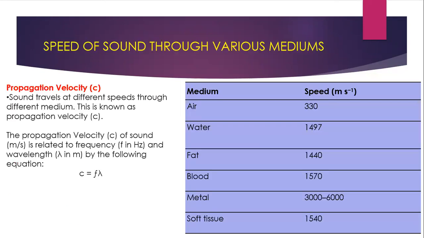So the speed of sound through various media is like propagation. You can see that in air it is 330, in water 1497, in fat 1440, in blood 1570, in metal 300 to 600, and in soft tissue 1540. Our interest is the soft tissues and blood.